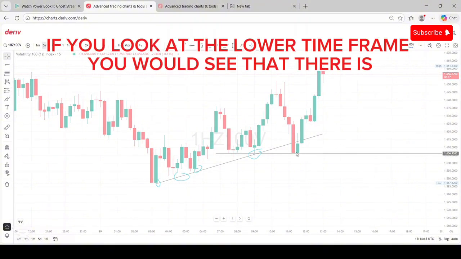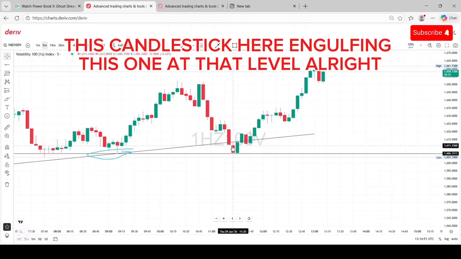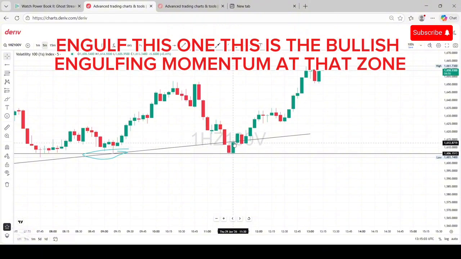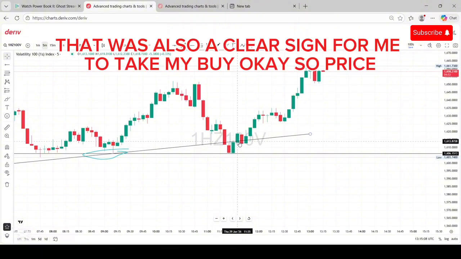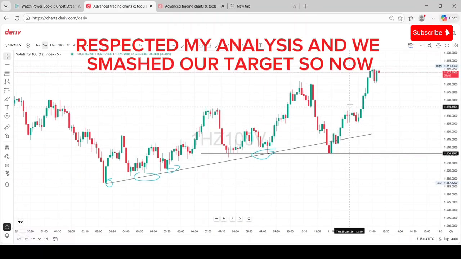If you look at the lower time frame, you would see that there is even more bullish momentum at that level. You can see we had this candlestick here engulfing this one at that level. All right, so having seen that this candlestick engulfed this one, this is the bullish engulfing momentum at that zone, that was also a clear sign for me to take my buy. Okay, so price respected my analysis and we smashed our target.